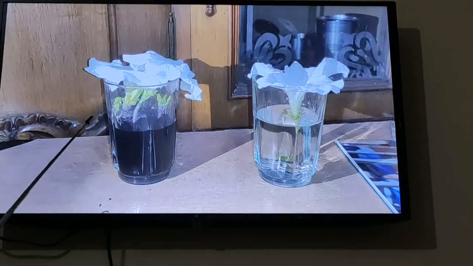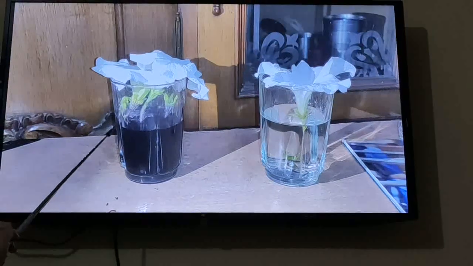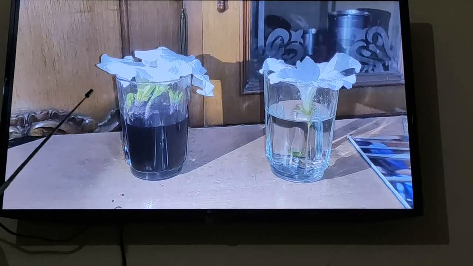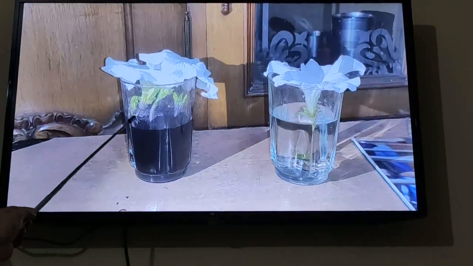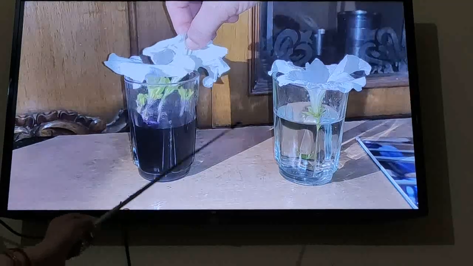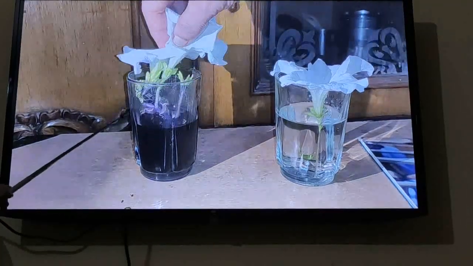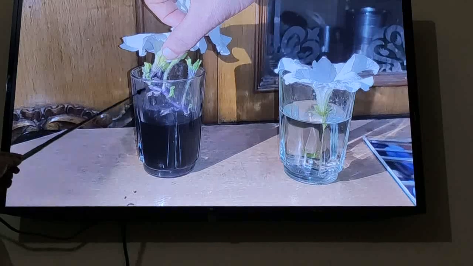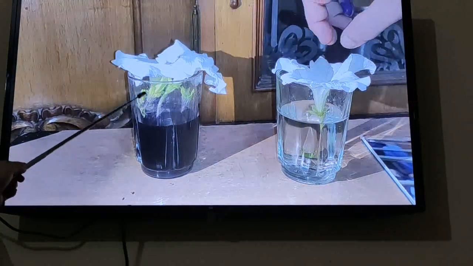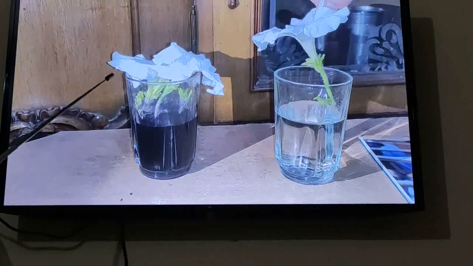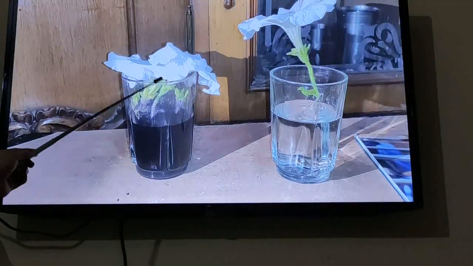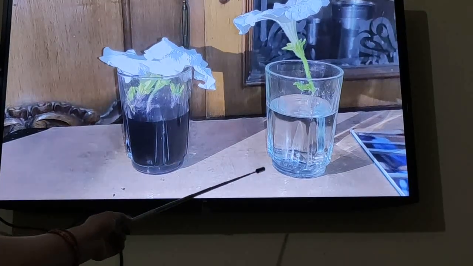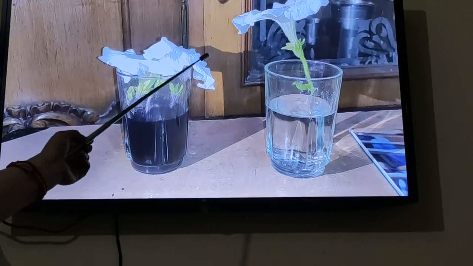Look over here. I did one practical to show you that there is a xylem tube which transports water and minerals to the leaves and other parts of the plant. One flower is in colored water and one flower is in plain water. Look over here, the blue color has come up to here. I kept it one hour ago, and it has come up this far. If I keep it for four to five hours, the flower color will also change. This flower has not changed because it is in plain water, and it is still fresh.